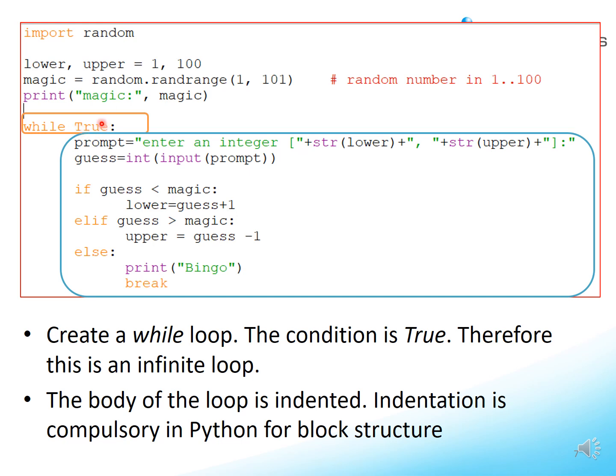True is a constant. The value cannot evaluate to false, so the while loop will repeat again and again until the program internally stops it. You notice that the body of the loop is indented. Indentation is compulsory in Python to show the block structure of the program.